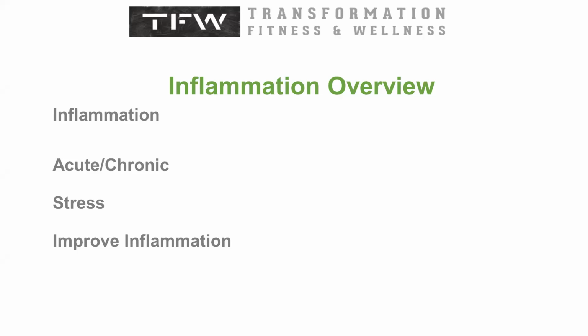So first, we'll kick right into an overview of inflammation. Obviously, there are different types of inflammation. There's acute and chronic, and then there's a stress component, and then how to improve inflammation. So first, we're going to talk about inflammation, then the acute and chronic. Then we're going to dive into the stress component, and improve inflammation in general and how you can do that.